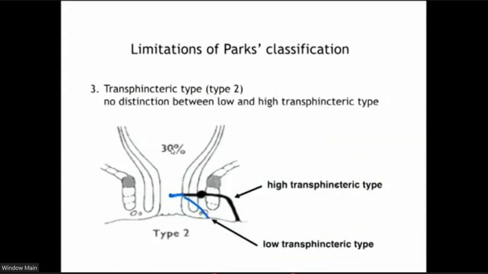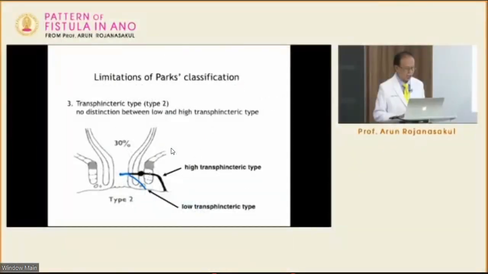You can see that we have the transsphincteric type. We do not make a distinction between high transsphincteric and low transsphincteric, so these two types are in the same type. But the operation and outcome for these two types is totally different. If you report Park's transsphincteric type, we do not know whether it's high or low. So it's impossible to understand.